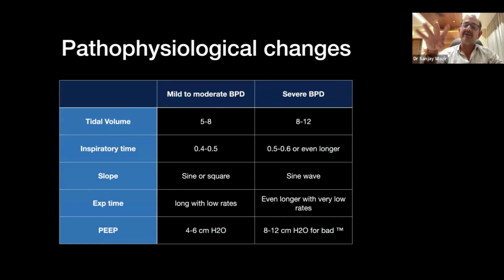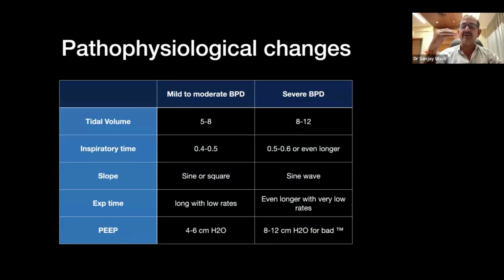But the nightmare is generally severe BPD. In those cases, because of tracheomalacia, because of increased alveolar dead space, because of bronchomalacia, sometimes you need a very high tidal volume, something to the tune of 8 to 10, even 12 ml per kg, because the effective volume which goes into the periphery of the lung is very less.